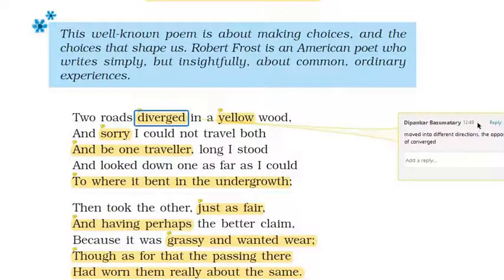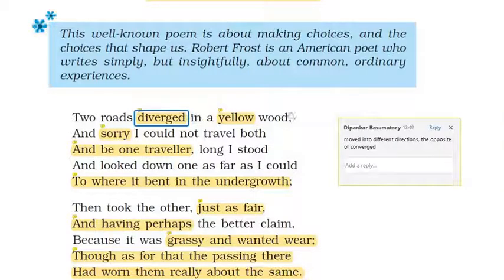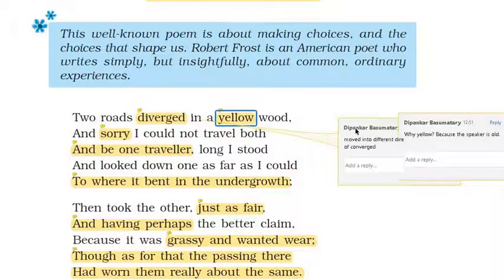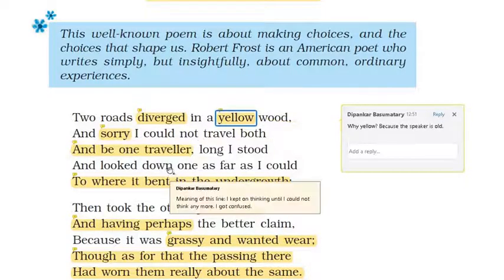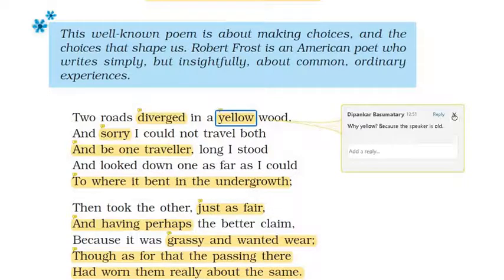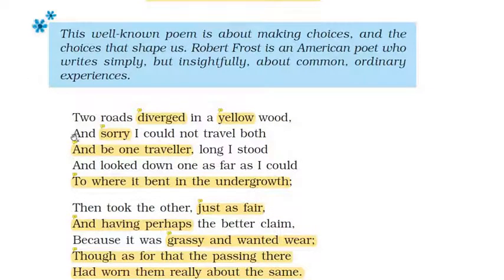In a yellow wood. Now why is the forest yellow? Because with the word yellow, he is talking about the autumn season. He is talking about the fallen leaves that have gathered on the road. Take a look at this note. This is another interpretation: since the speaker is old, he is using the yellow color to signify autumn or old age. And sorry I could not travel both and be one traveler. Since I was only one person, I could not travel both the roads. And I feel sorry about that.